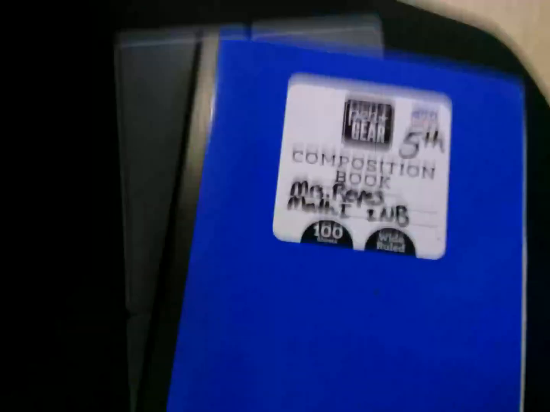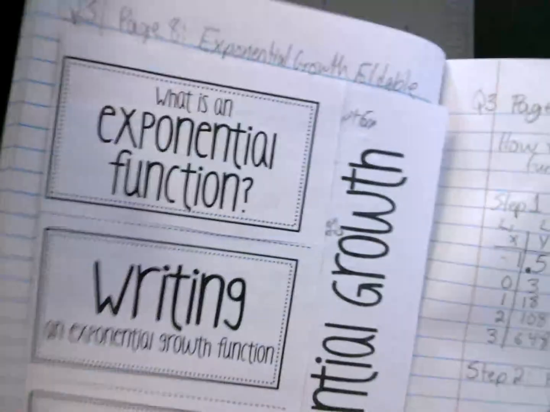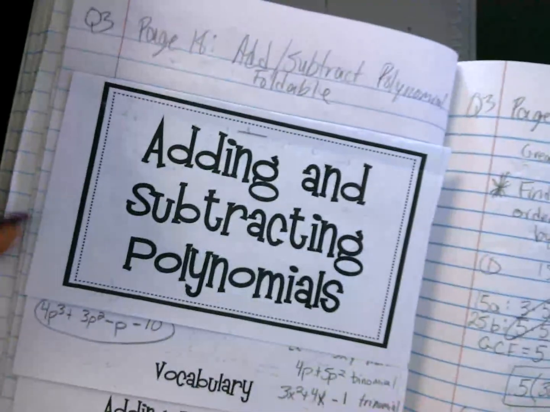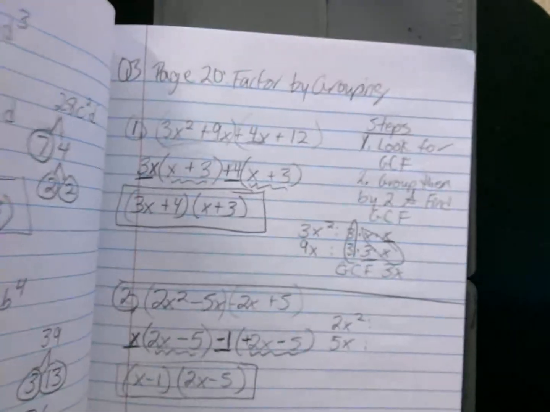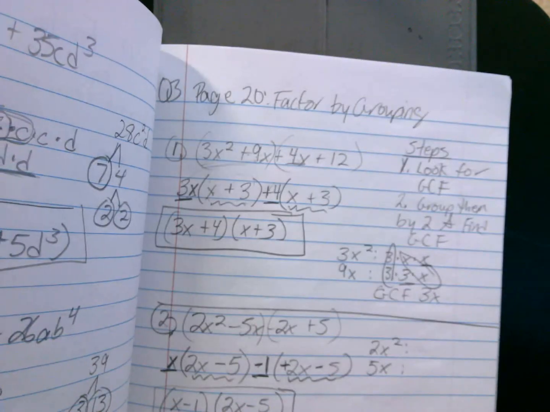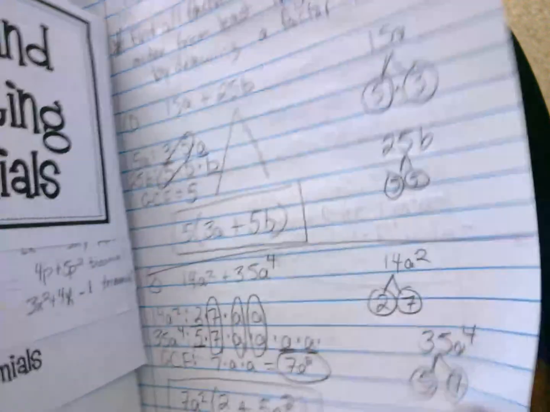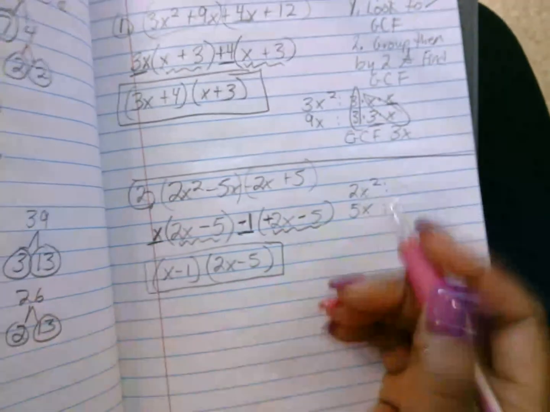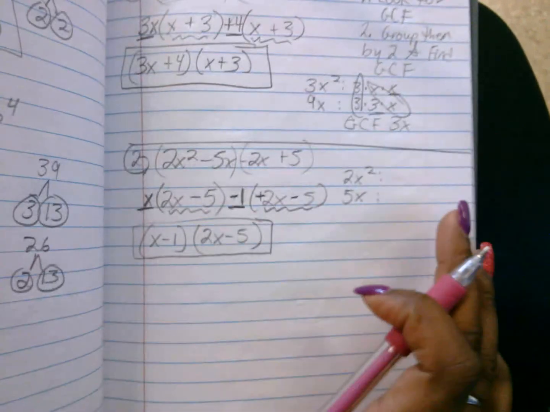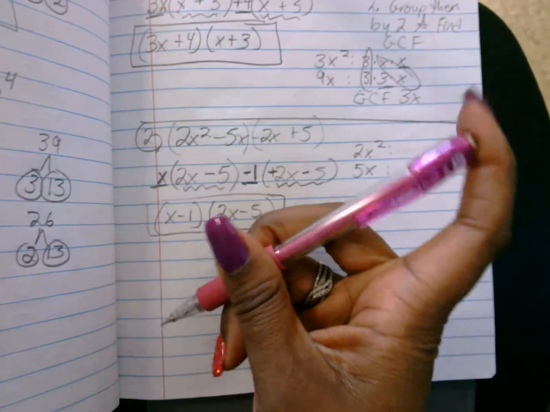Take out your interactive notebook. We're going to finish up factor by grouping, which is page 20. And then we're going to start factoring trinomials where a term is 1. Okay? So let's do factor by grouping, page 20. Let's finish that up. All right, I'm going to do the third example. Let me pause for the calls. All right, so I'm going to do number 3. We did 2. I'm going to do number 3, okay?